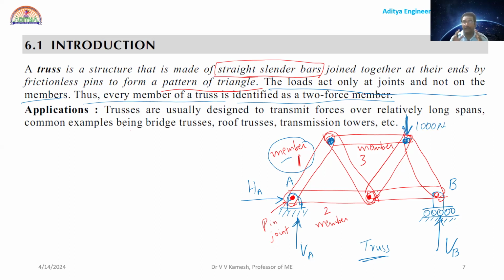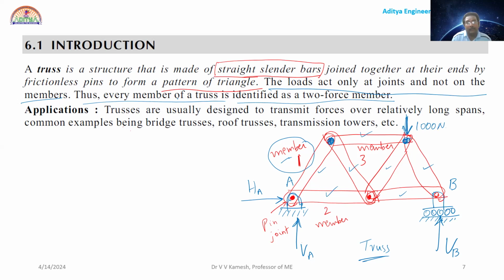So the structure is ready. Now you are applying some load from the top. Due to this 1000 newtons, there will be some force created in each member: member 1, member 2, 3, 4, 5, 6, 7. In all the members, there will be some force induced. So one by one, we'll check. We'll go deep into analyzing the truss.